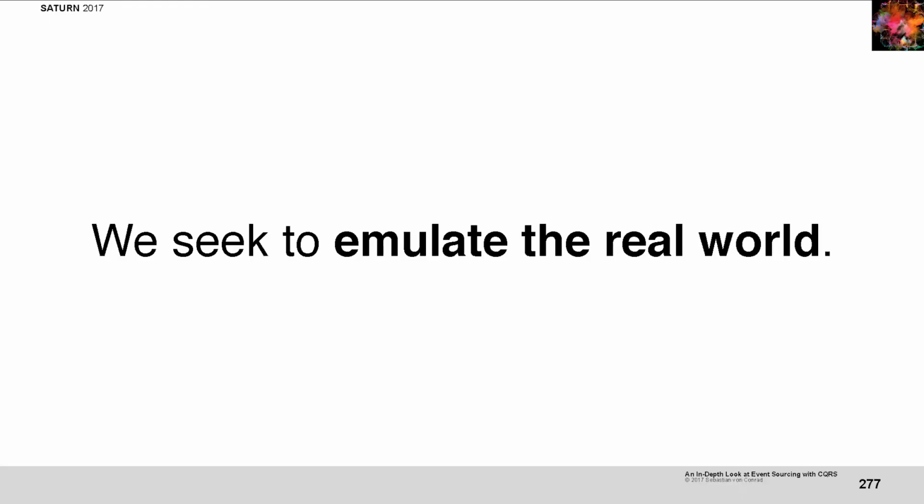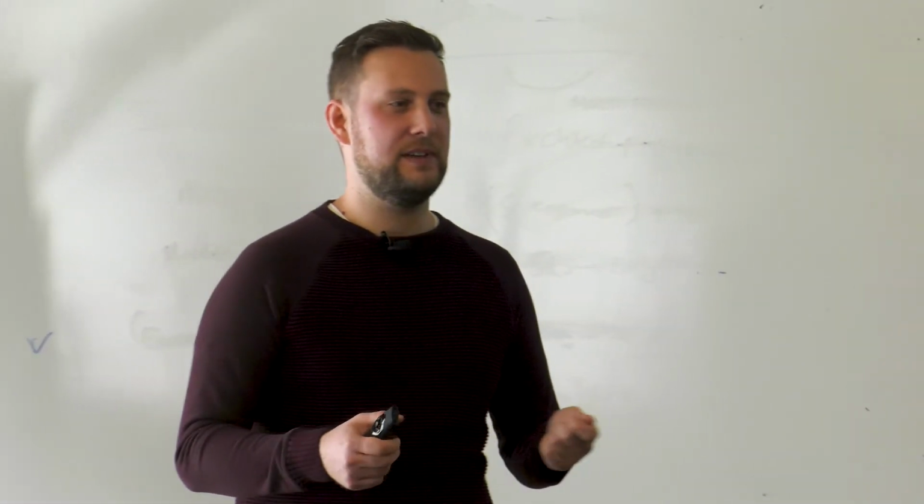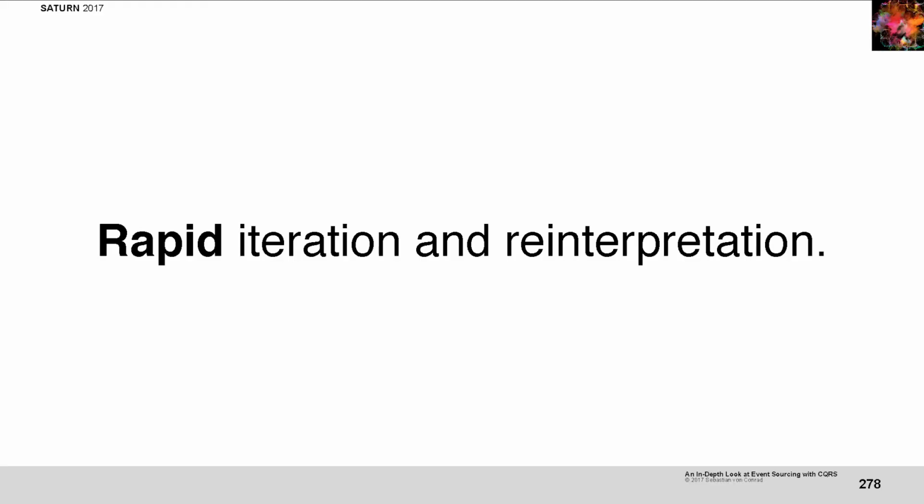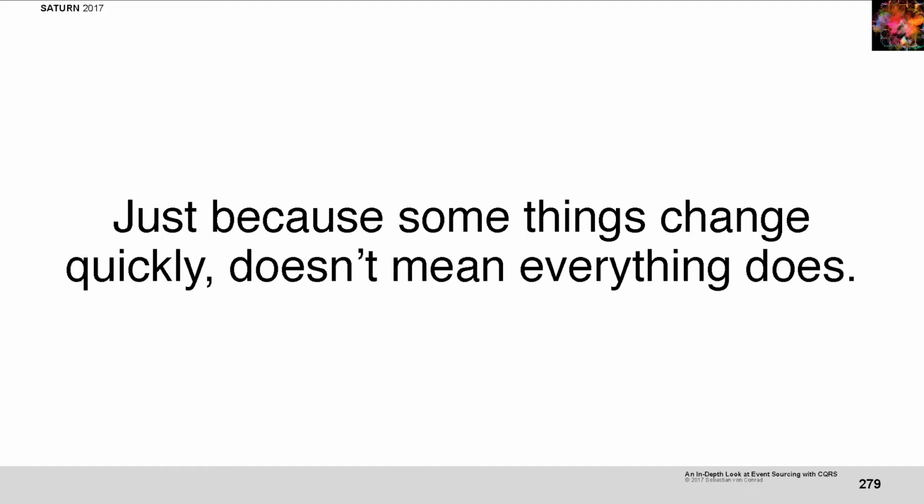With event sourcing, we seek to emulate the real world, and whenever we encounter problems, one of the first things that we do is try to understand, okay, how would we model this in a paper world, where we don't have databases or anything like that? If we only were shuffling around papers, how would we deal with it? Event sourcing, I think, also really allows rapid interpretation, iteration and reinterpretation.